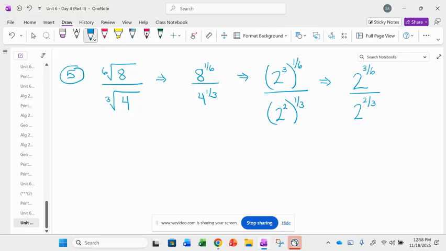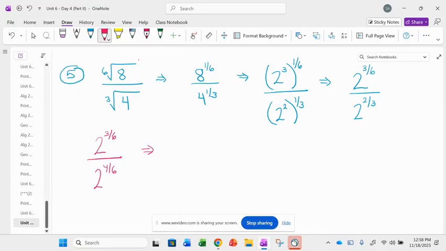Now the rule says keep your base and subtract your exponents, but I could only subtract the exponents if the denominators were what? The same. Can I make it the same denominator? Yeah, I'll make a denominator of 6. So I'm going to have 2 to the 3/6 over 2 to the 4/6. And now I can divide.